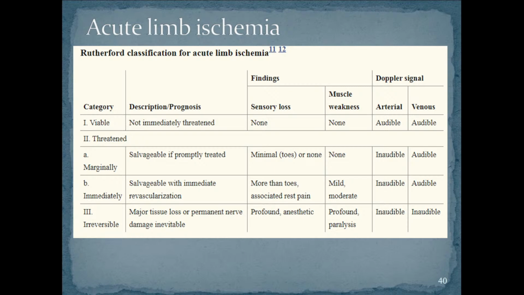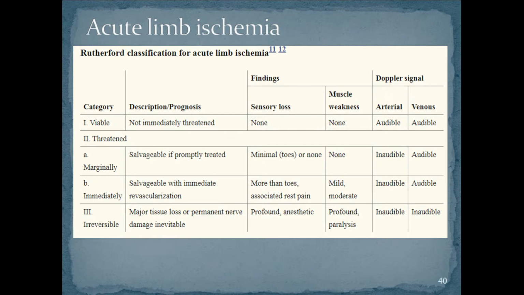Findings: more than the toes will be affected, with associated rest pain. Muscle weakness mild and moderate, and the same as in the Doppler signal, the same is with the second type of Rutherford classification for acute limb ischemia.